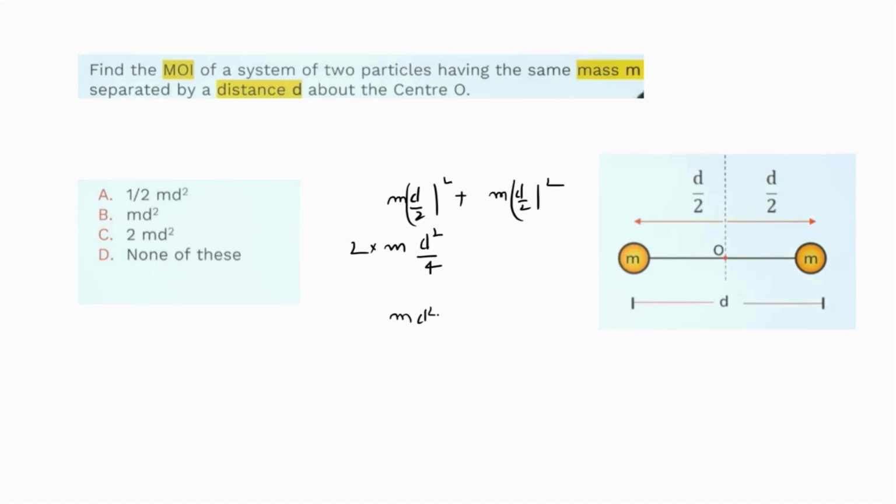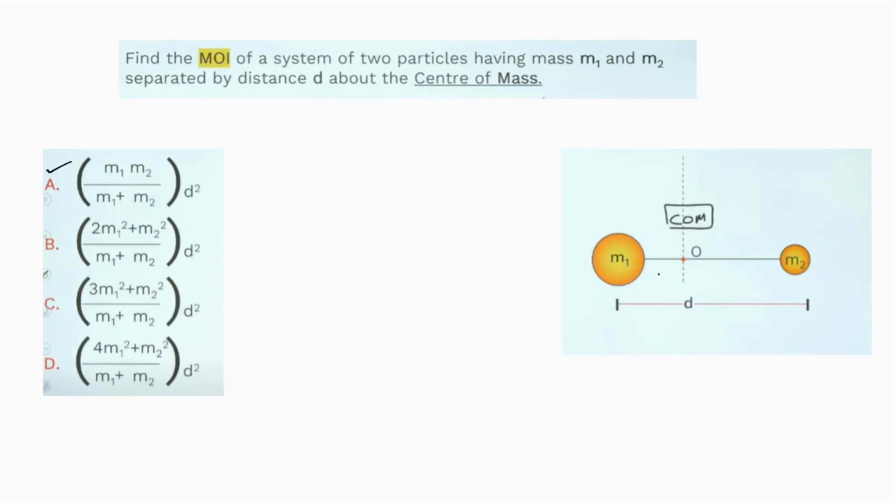So md square by 2. That's what you got. So how can we do about the center of mass? And this would be the center of mass axis, I guess. So if I say this is x, so this is d minus x. Correct. So I can write the moment of inertia is equal to m1x square plus m2 into d minus x the whole square.